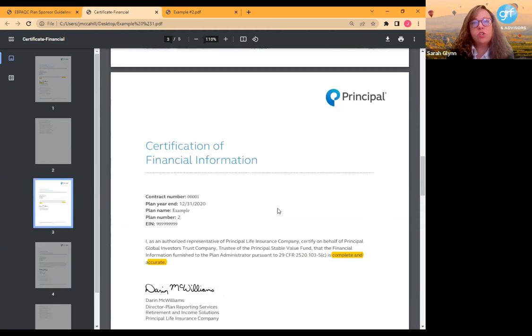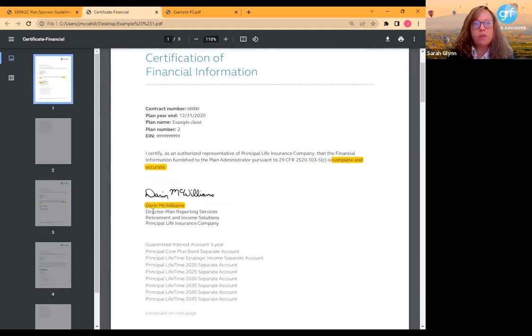The second question: is the certification signed by an authorized representative? As we can see on pages 1, 3, and 5, all 3 certifications are signed by a representative of the life insurance company and trust company. Again, if there's any question as to whether the person signing the certification is authorized to represent these institutions, management should reach out to these institutions and get confirmation that the person signing these certifications is authorized. Third question, did the qualified institution certify both the completeness and accuracy of the investment information? As you can see, as highlighted on pages 1, 3, and 5, the certification states that the financial information is complete and accurate.